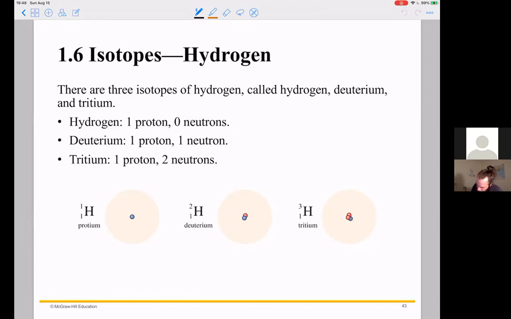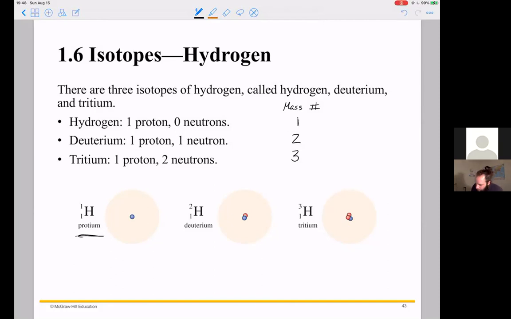The most abundant one is, I've never even heard it called protium, but sure, regular old hydrogen, which has 1 proton and no neutrons, right? And remember, the mass number is the sum of the protons and neutrons. So here, let's do mass number. For this hydrogen, that would be 1. Okay. There are 2 other isotopes that aren't quite as abundant, meaning they're more rare, but nonetheless they exist. One of them has 1 neutron, so that would be a mass number of 2, right? 1 plus 1. And the other one, tritium, has a mass number of 3 because it has 2 neutrons.